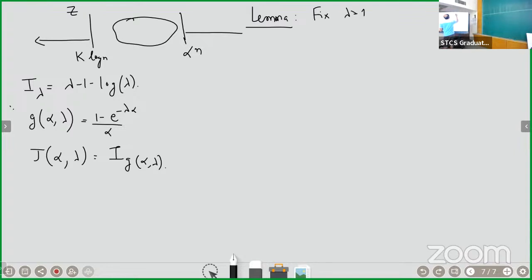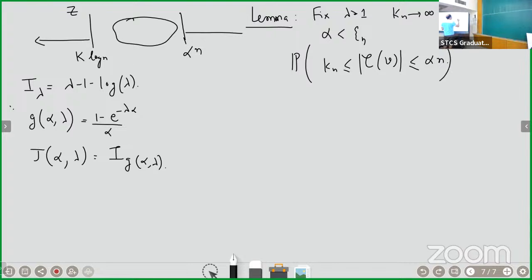Lambda greater than 1. And actually, n would be infinite. It's slightly more general. For any alpha less than xi n, the probability that the connected component of V is less than or equal to alpha times n and bigger than k is at most p to the minus k.